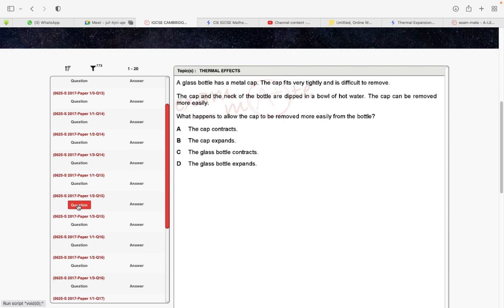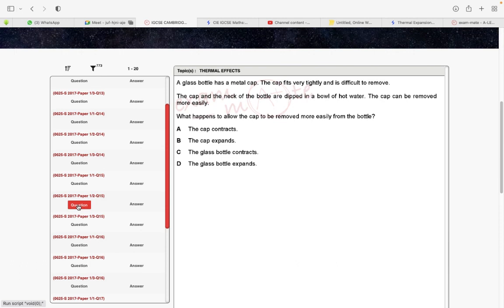I'm not sure. Okay, let's go through this question again. A glass bottle has a metal cap, right? The cap fits very tightly and is difficult to remove. The cap and the neck of the bottle are dipped in a bowl of hot water. The cap can be removed more easily. What happens to allow the cap to be removed more easily from the bottle? The cap contracts, the cap expands, the glass bottle contracts, the glass bottle expands.